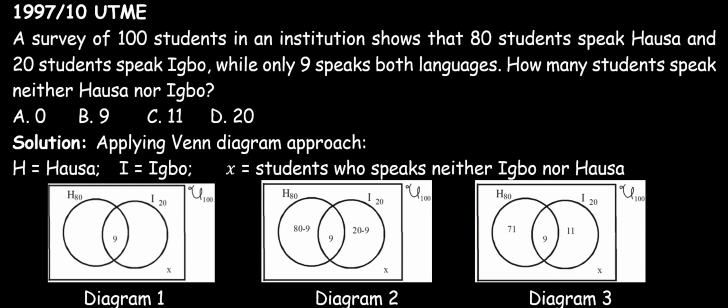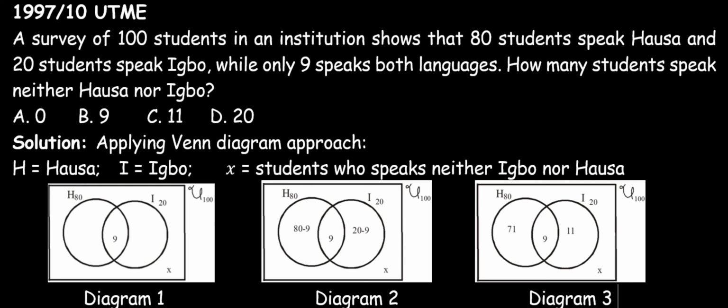If you look at the Venn diagram carefully, diagram 1 shows the first approach in the drawing, where labeling, you have the universal set and the two sets Hausa and Igbo given, and X, which is the student that speaks neither Igbo nor Hausa. That's the X outside the circle, but it's within the universal set. Now, 9 is the common number, those that offer both subjects. That's why it's in their intersection. If you observe carefully, you will see that the 20 students that offer Igbo is written outside the circle. The same thing applies for Hausa, where the 80 students that speak Hausa is outside the circle. And the universal set, we already said, is 100 students.